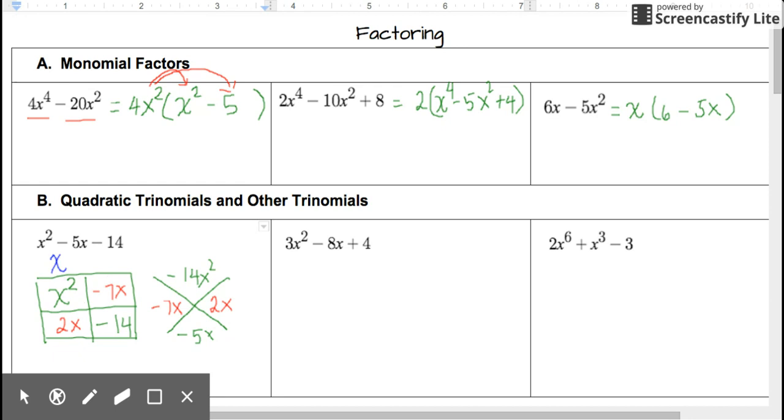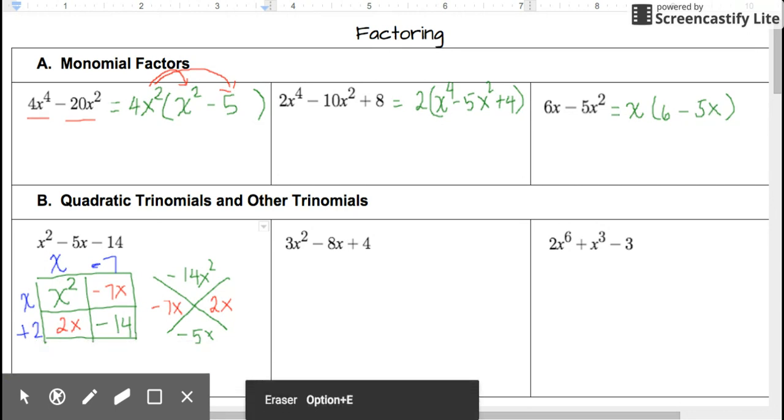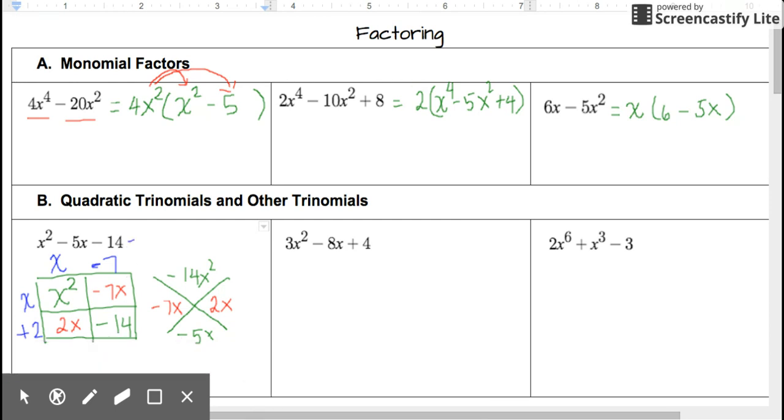So what do we multiply to x to get x squared? That's going to be x. What do we multiply to x to get negative 7x? That's going to be negative 7. And what do we multiply to x to get positive 2x? That's going to be positive 2. So now we found the length and the width of the rectangle. Therefore, we found not the area, but the factors of the trinomial. The factors are the length and the width. So I'm going to put here x minus 7 times x plus 2.